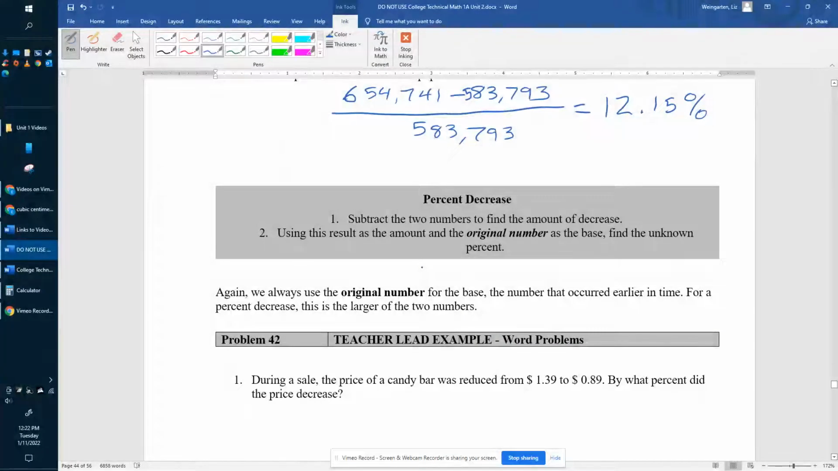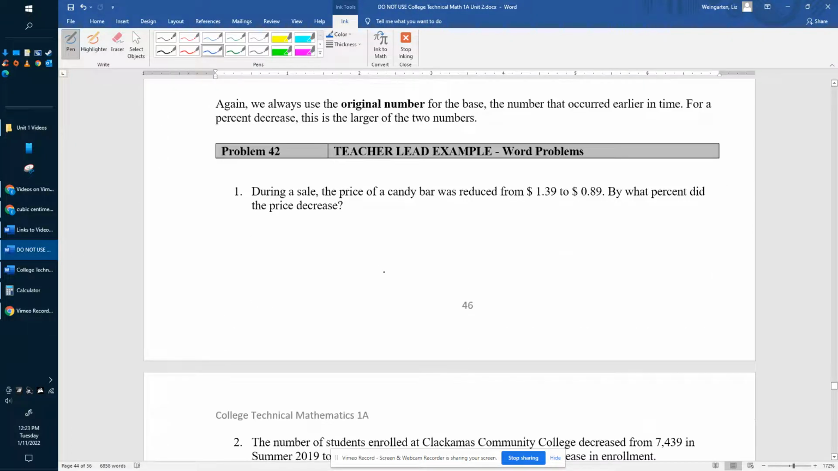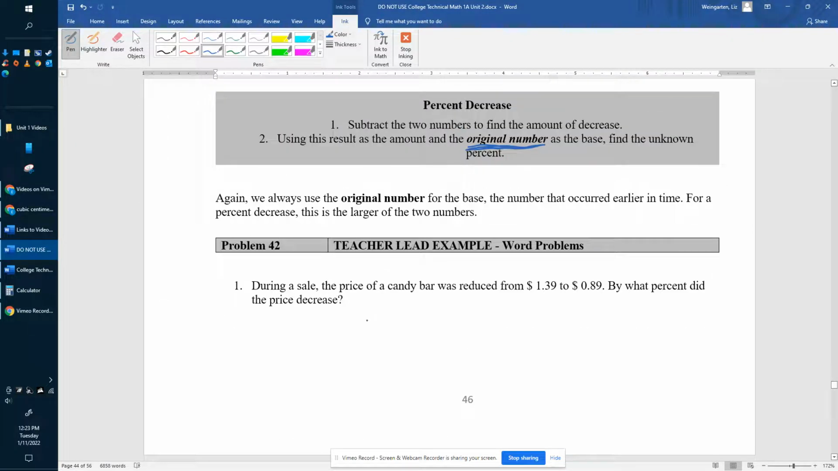Similarly, we have percent decrease. We're going to take the two numbers, the new minus the old, divide it by the original number. We're still dividing by the original number, and you will notice that your percent is going to have a negative sign in front of it. And that's perfectly okay, because that is a price decrease. Decrease means subtract.